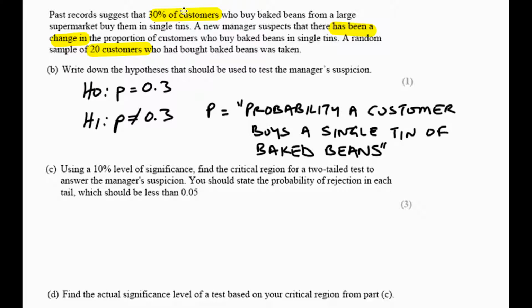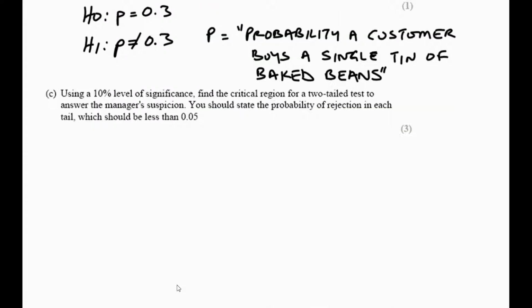Using a 10% level of significance, find the critical region for a two-tailed test to answer the manager's suspicion. You should state the probability of rejection in each tail, which should be less than 0.05. All right, I used X earlier in the question, so I'm just going to use Y for now. Y follows a binomial where n equals 20 and p equals 0.3. Straight away, I want to know what the expectation is.